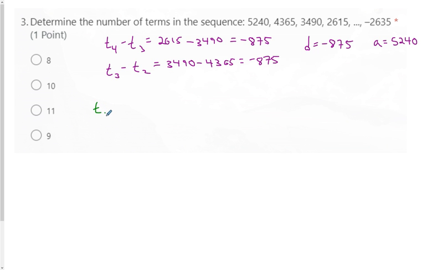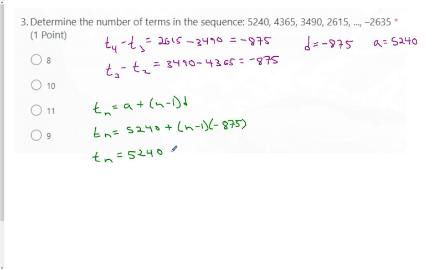So let's write my general term. General term is a plus n minus 1 times d. My first term is 5240. Common difference is negative 875. Okay, let's multiply that negative 875 through the brackets. Negative 875 times n is negative 875n. Negative 875 times negative 1 is positive 875.